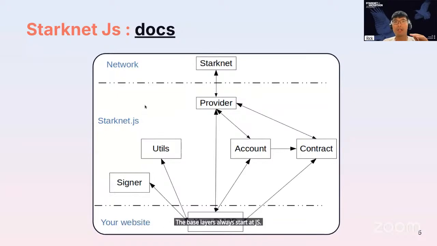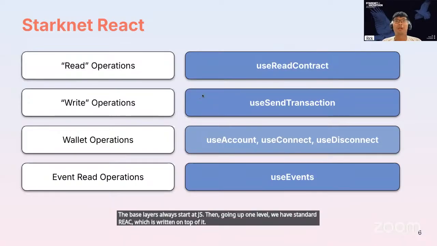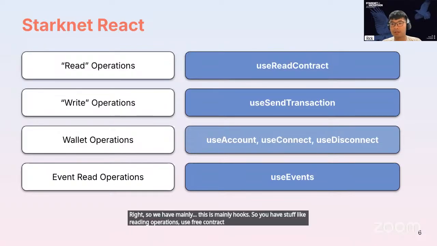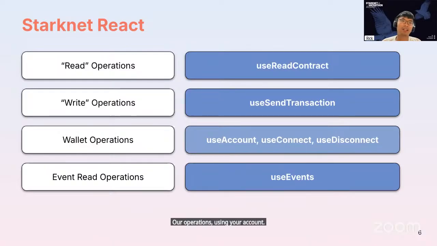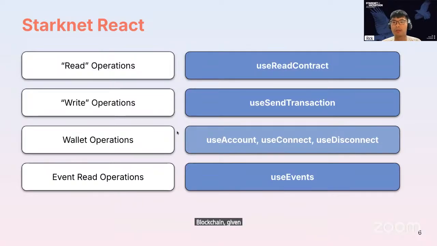Then going up one level, we have Starknet React, which is React written on top of it, right? This is mainly hooks. So you have reading operations, useReadContract, writing to the blockchain operations, useSendTransaction, and wallet operations, using your account, connecting, disconnecting, and also reading your events, right? useEvents, if you want to know the history of your activities on the Starknet blockchain, given that the contract emits some events for you to consume.